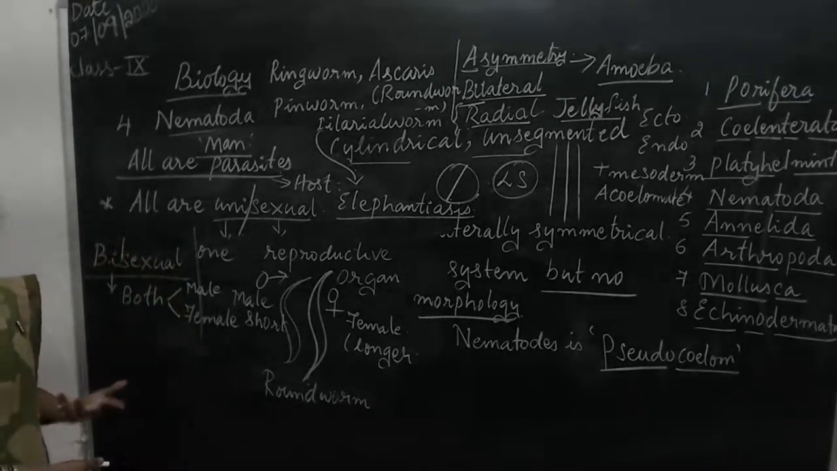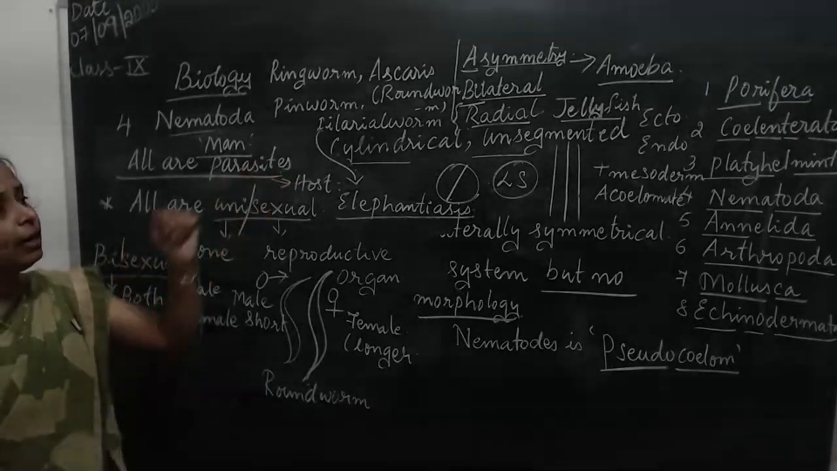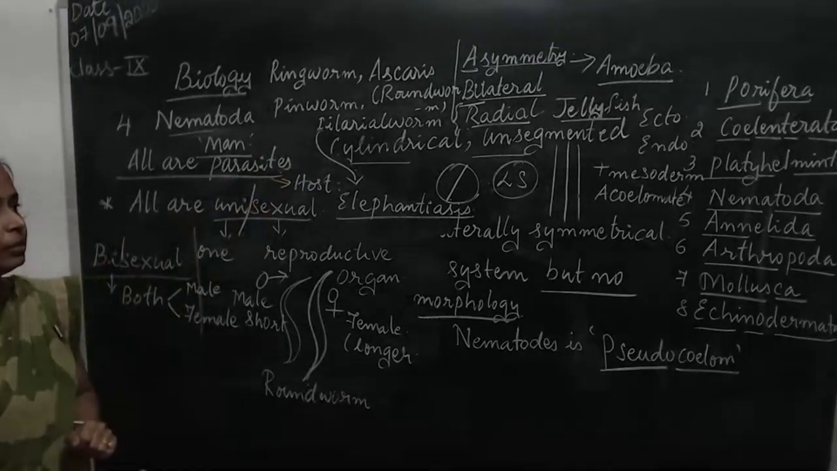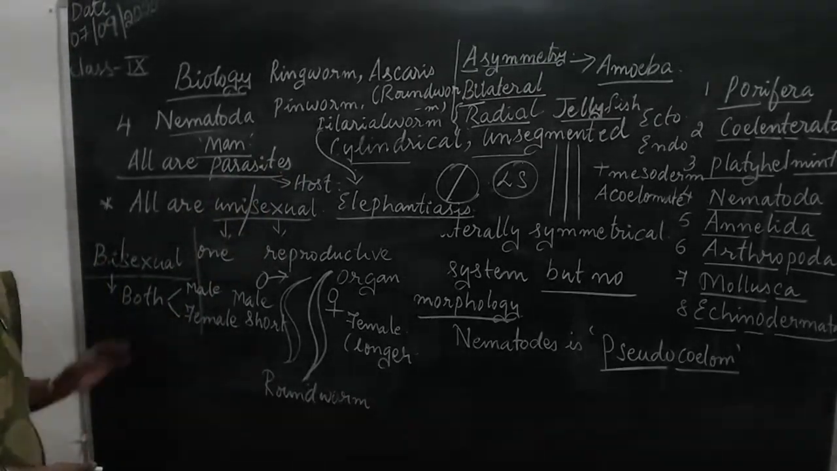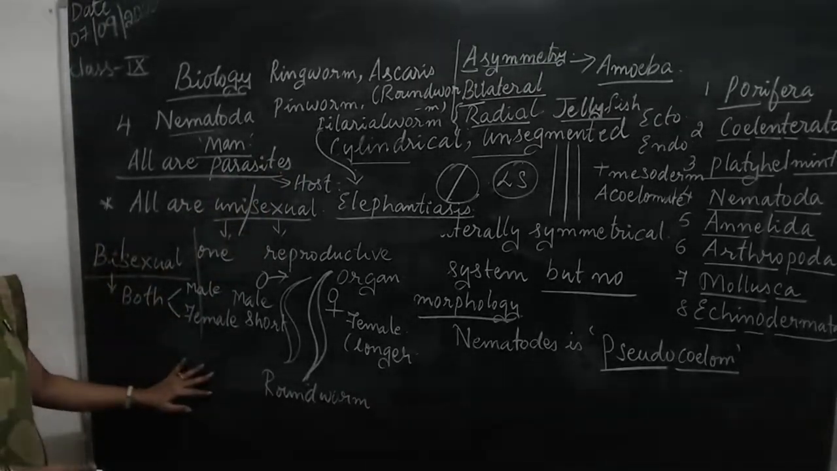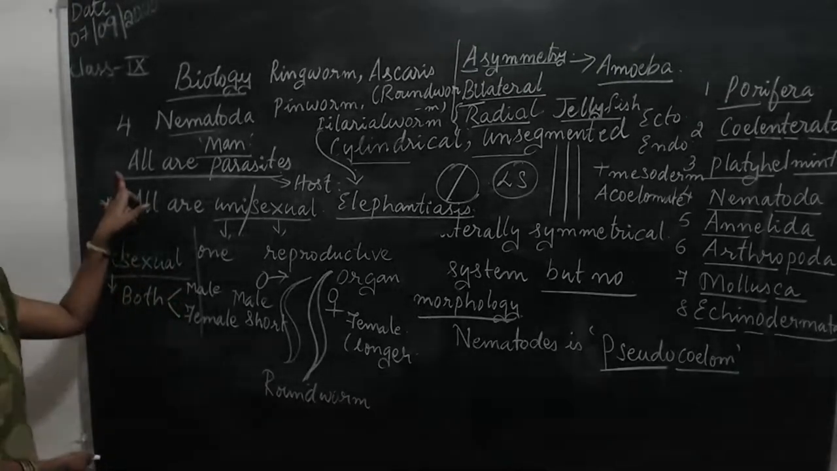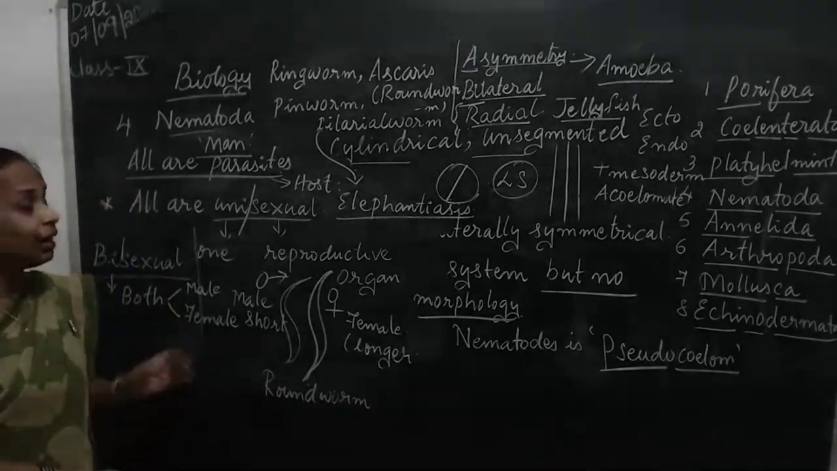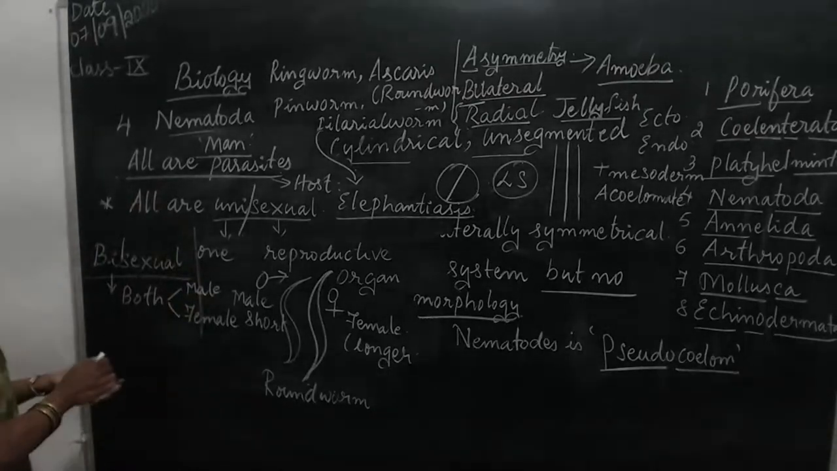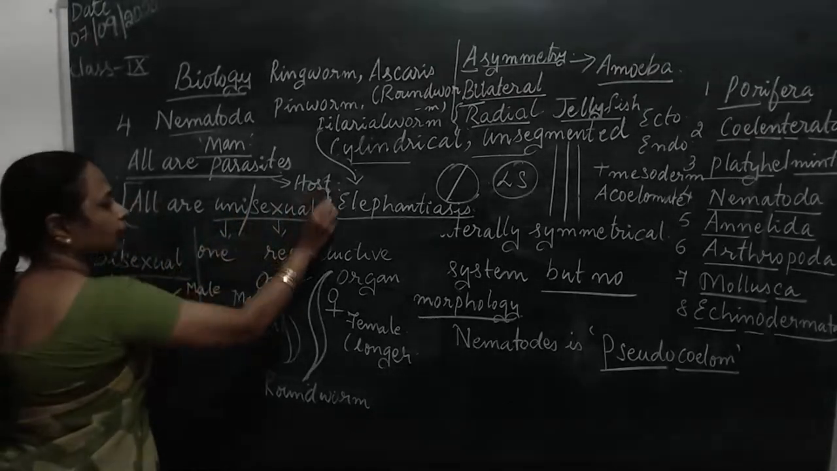An organ system is there, but it is slightly different as compared to the higher phyla, the only thing is that they don't have any true organ system there. So real organs are not to be found there. Then most of the examples belonging to nematodes are considered parasites. Very important to note that.